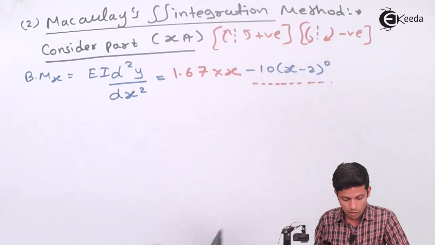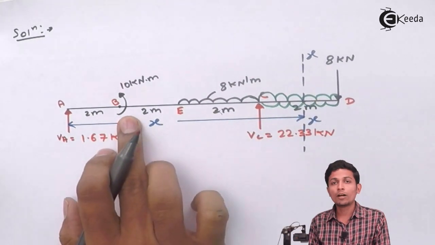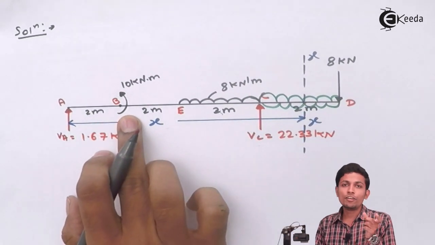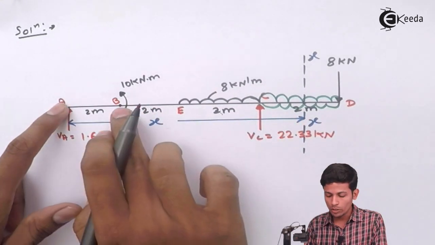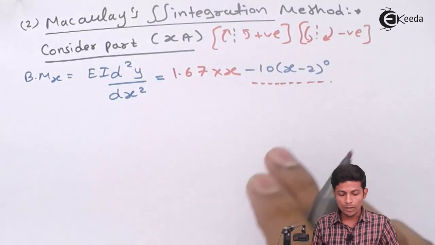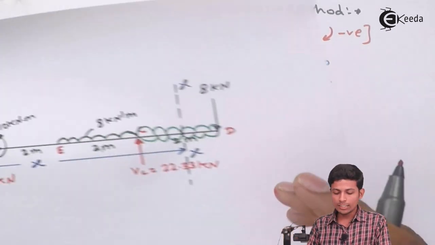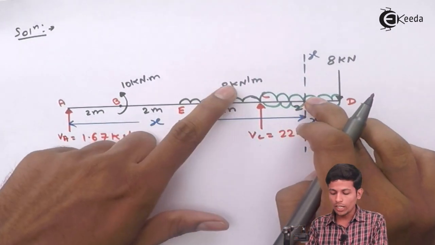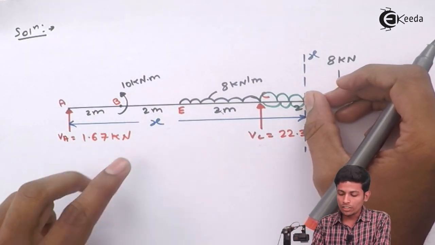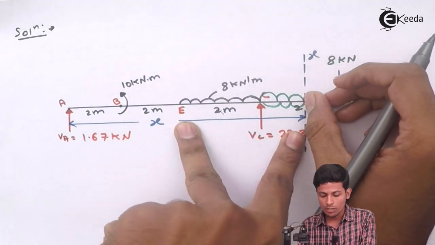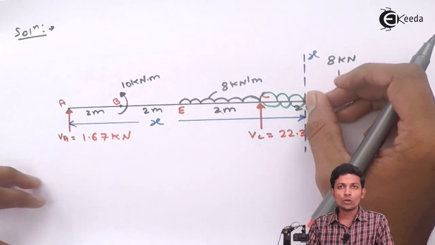Please remember this line, because this is a couple, and Macaulay's method says that for a couple we want the distance also. So the distance will be x minus 2, raised to 0. After that, minus, this UDL is coming till here, and we don't know the distance over here, so we want this distance now. So this distance will be (x minus 4) into (x minus 4) divided by 2.